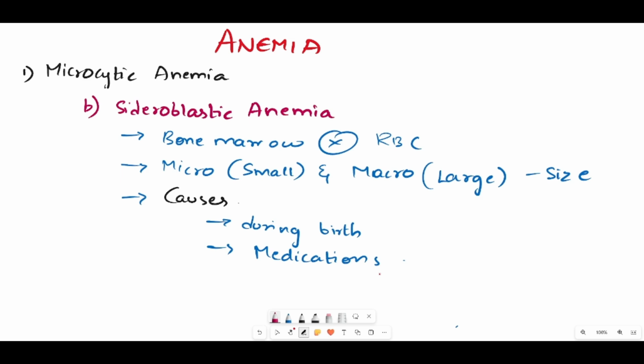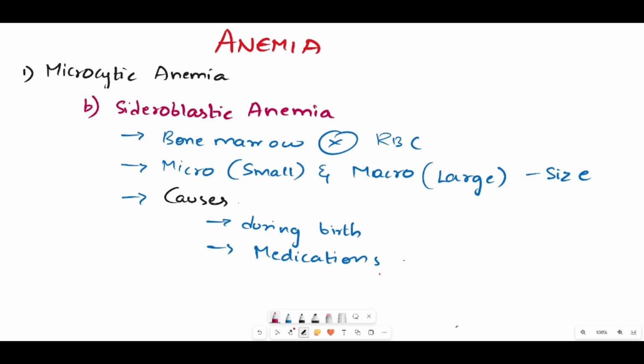Now, what points will you include in sideroblastic anemia? First thing is, in this condition, the bone marrow does not make healthy RBCs, due to which there will be production of RBCs which can be smaller in size or larger in size, which can be called micro and macro RBCs.